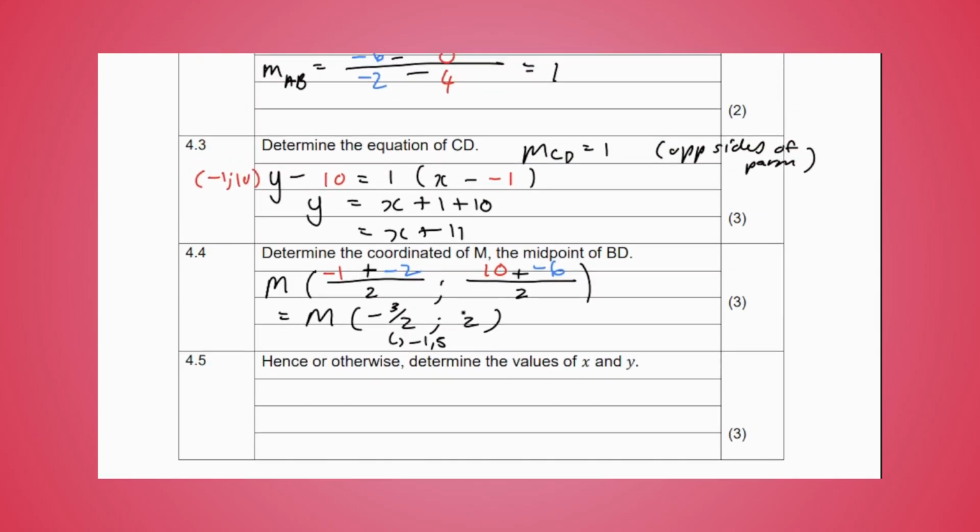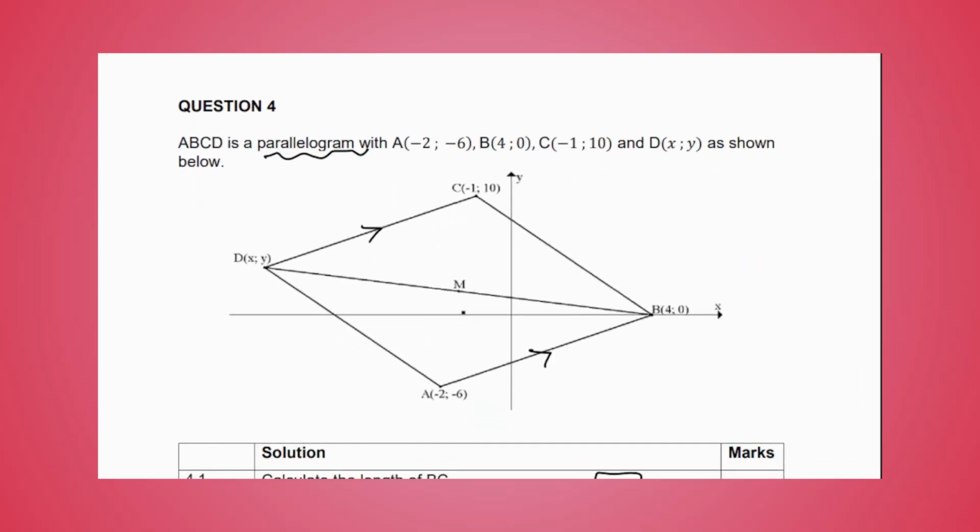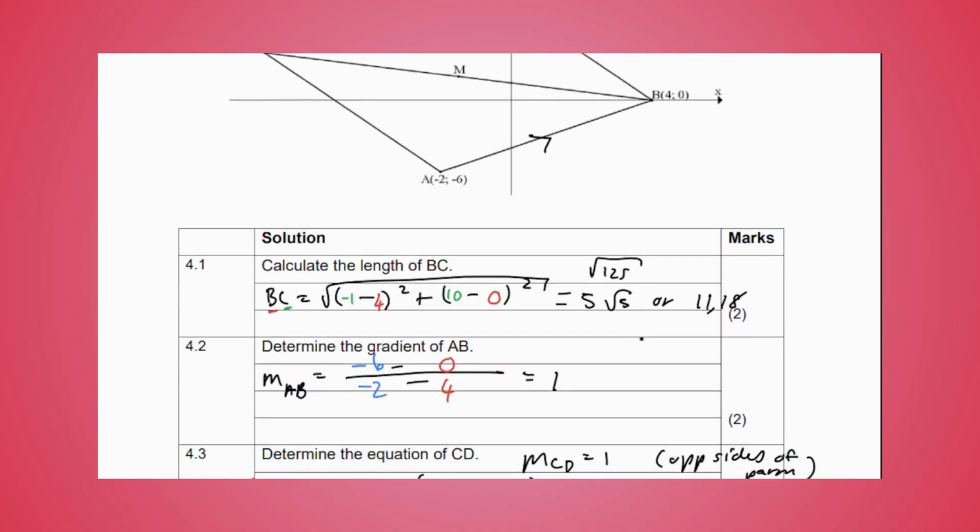And then our last question, hence or otherwise determine the value of x and y. Now there's various different ways you could have found this x and y. Probably the most logical in this instance would have been to use M, which we just found. There was a reason why they asked you to find M. So this is also the midpoint of that. That's the way I'm going to show you. But of course, you could have looked at what's happening with gradients: how is the y changing, how is the x changing.